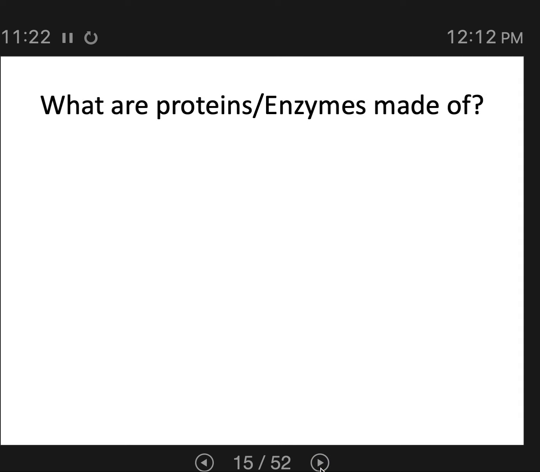All right, so just again, quick recap. What are proteins like enzymes made out of? So this is from prereqs. This is something you really have to remember to understand transcription and translation. Proteins and enzymes are made out of amino acids. Proteins are made out of strings of amino acids.